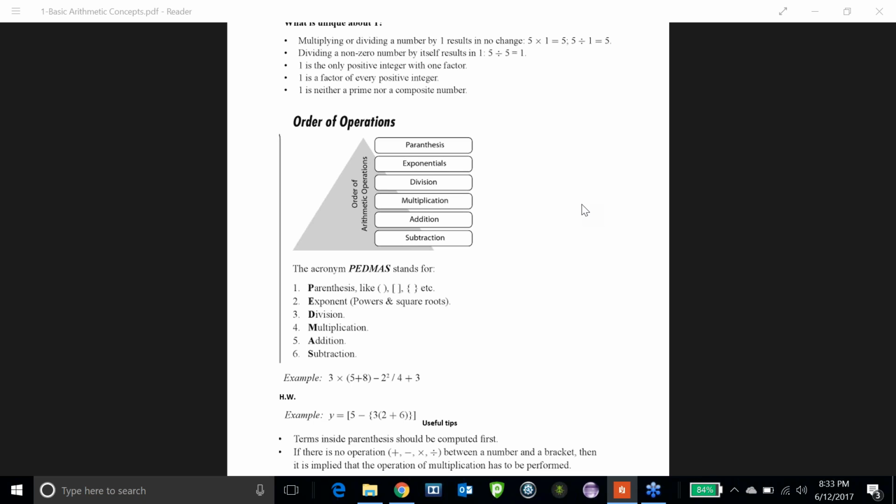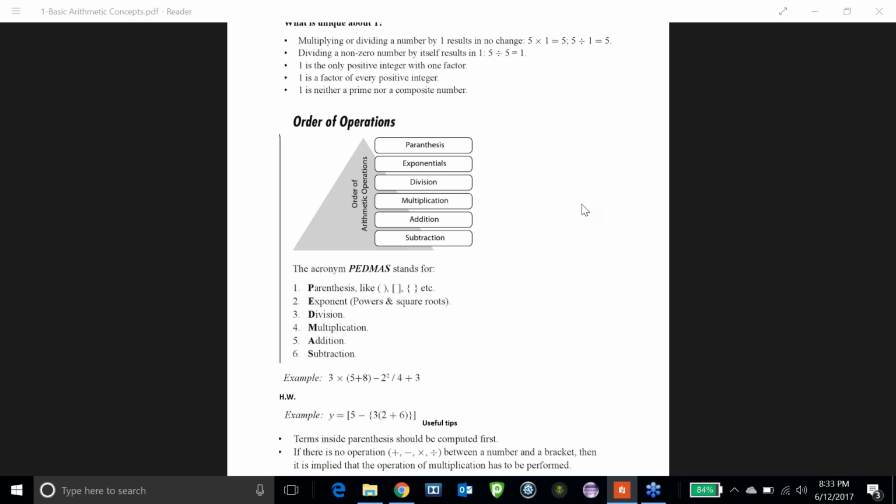And what is the next step? You need to do the division. Is there any division over here? Yes. So what will be the next step? 3 into 13 minus, what is 4 by 4? 1 plus 3.